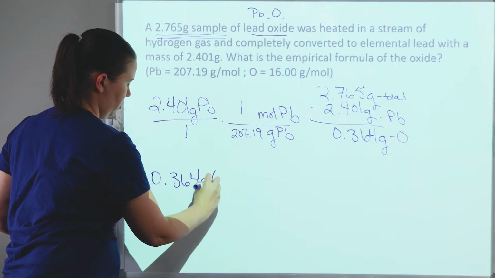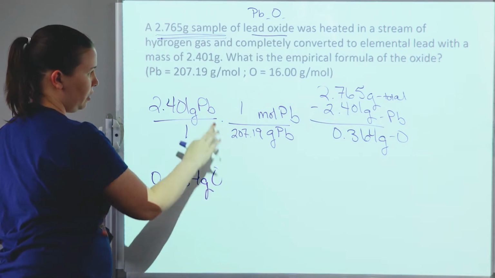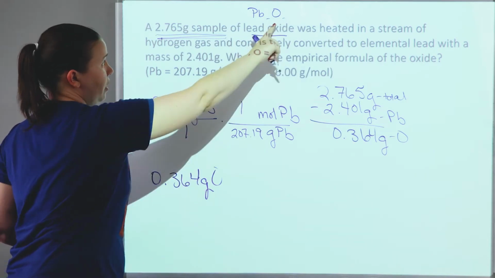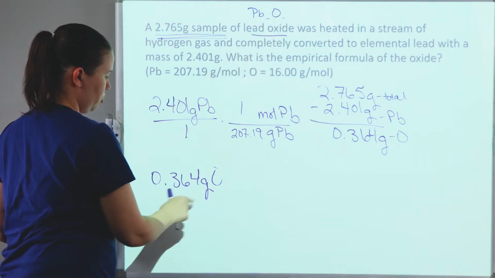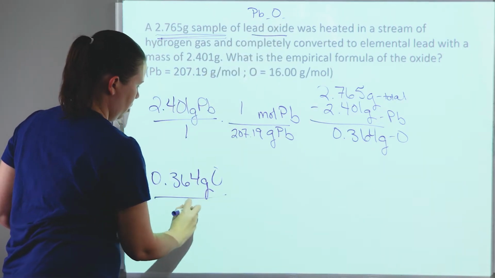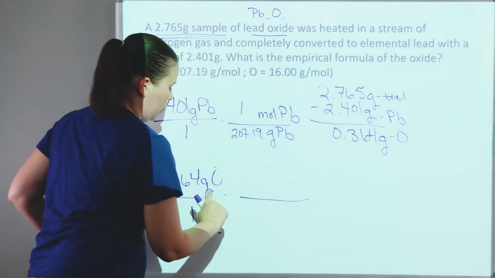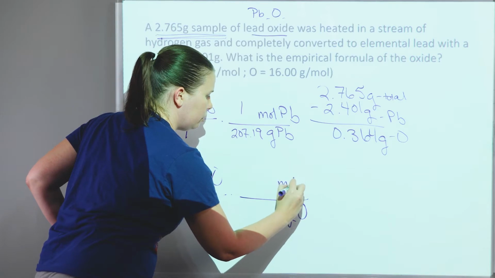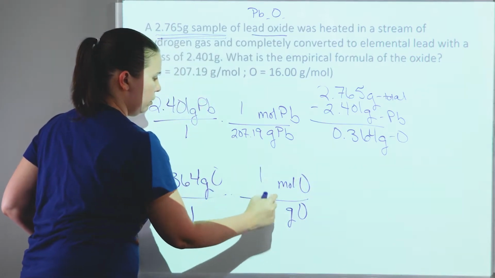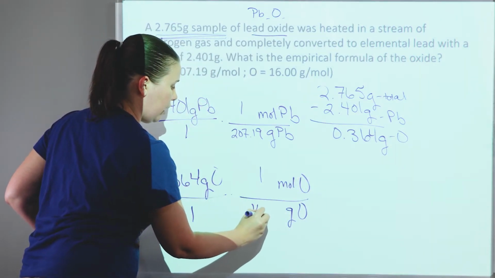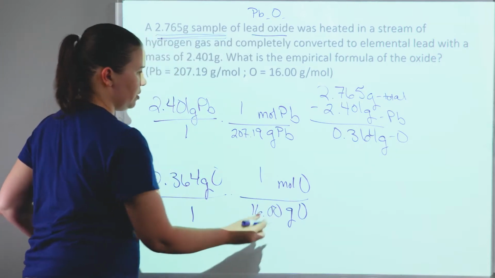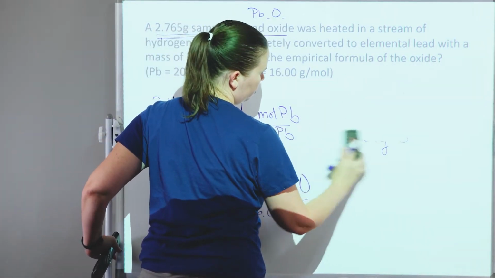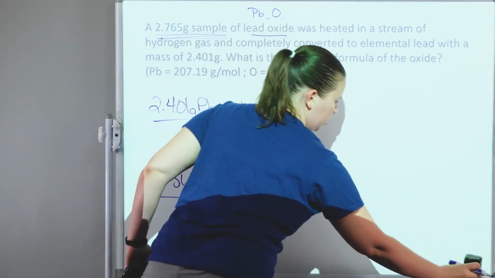I'm going to do the same thing for oxygen. 0.364 grams of oxygen, single atom oxygen as it was in the compound. It doesn't matter the product. I'm looking at how much regular atom oxygen would be in the lead oxide. So then I have grams of oxygen on the bottom, moles of oxygen on top, 1 mole to the molar mass of a single atom of oxygen, which is 16.